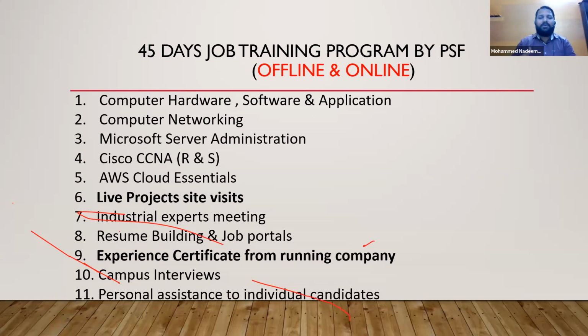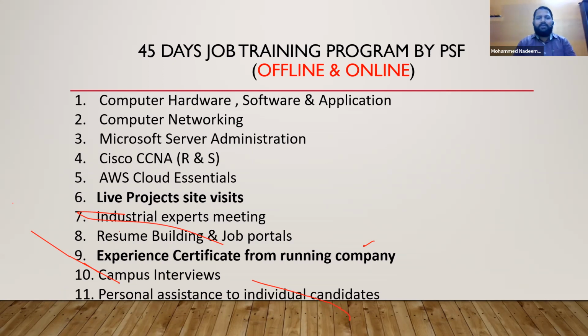During the course itself, you will post your resume onto the job portals. As I said, after completion of the live projects, we will give an experience certificate from the running company where you did the live project, and this course will be under that. You can put that into your resume and go into the market. If there are openings, we will conduct campus interviews, and give personal assistance to each individual candidate, because we don't take a huge number of people.